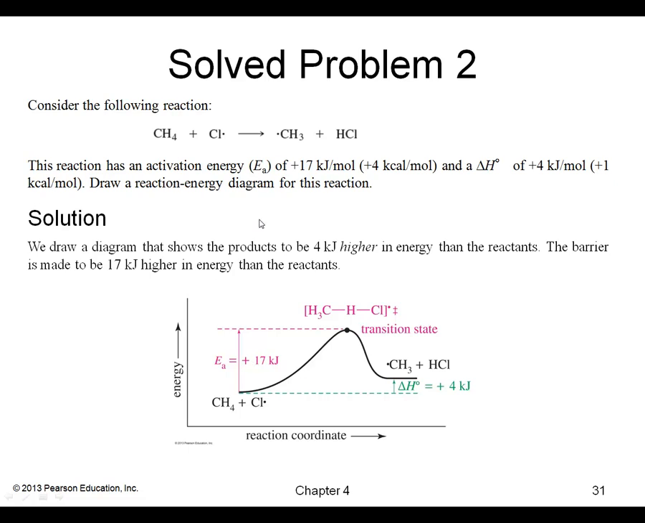Here they just give you some variables and ask you to draw this reaction coordinate diagram. Here again the delta H is positive, so it's an uphill or unfavorable reaction.